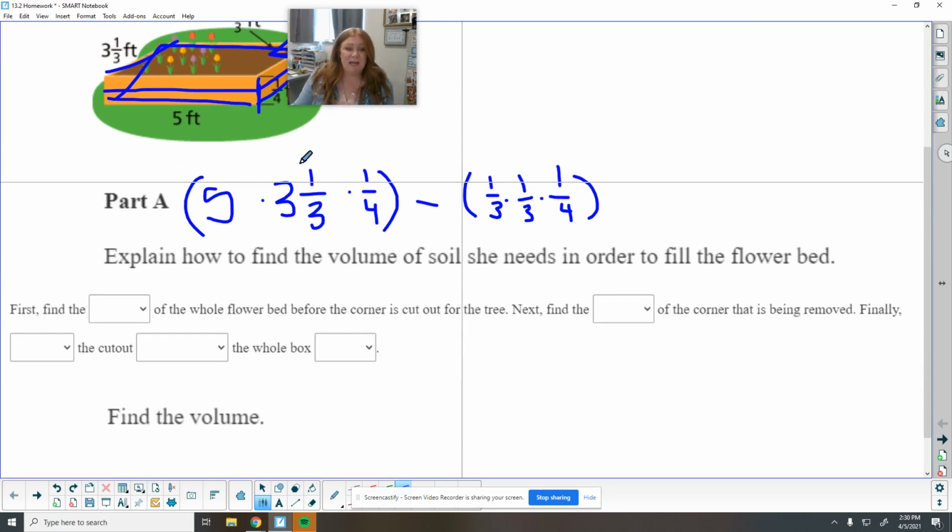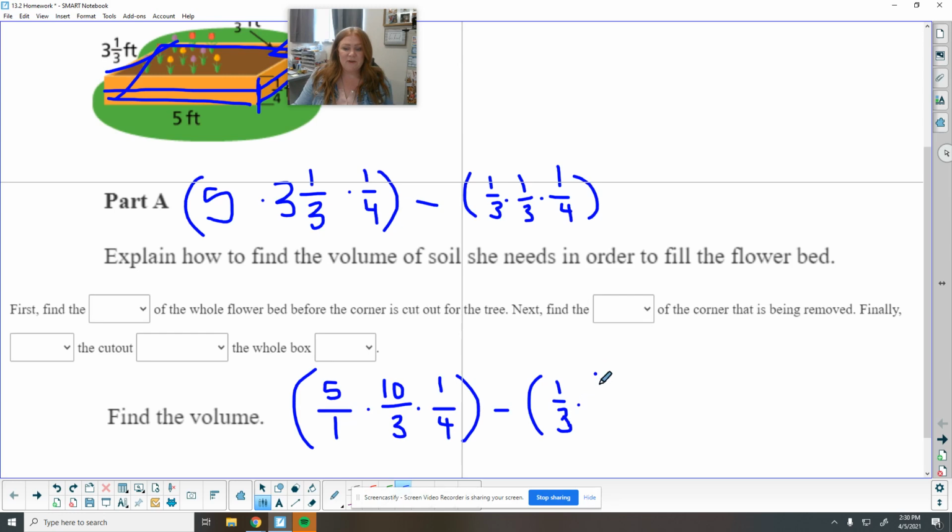So we need to make all of these improper. So that's 5 over 1. 5 divided by 1 is still 5. 3 times 3 is 9 plus 1 is 10 over 3. And we've got 1 over 4 here. And then we're going to subtract. These ones are already nice fractions: 1/3 times 1/3 times 1/4.